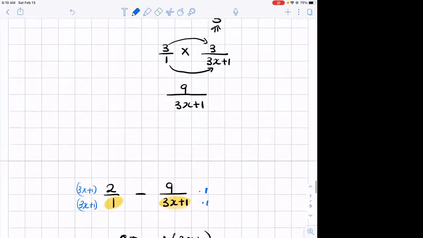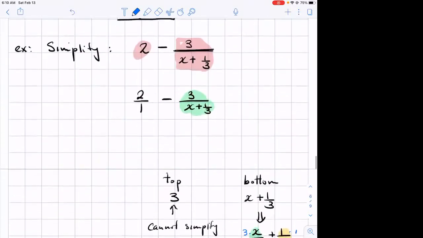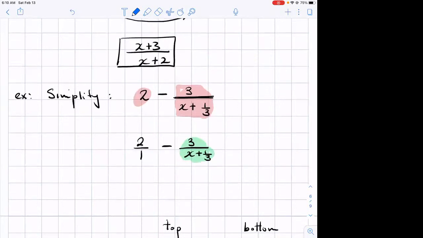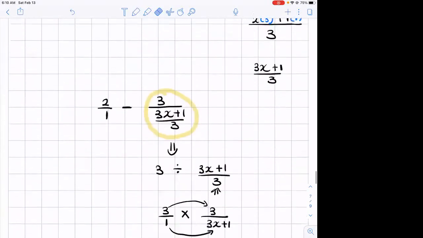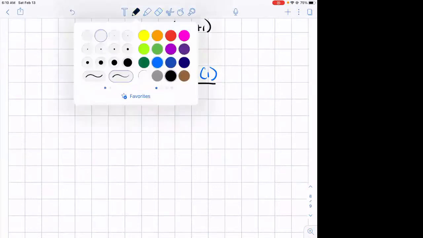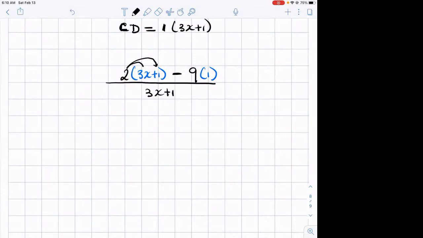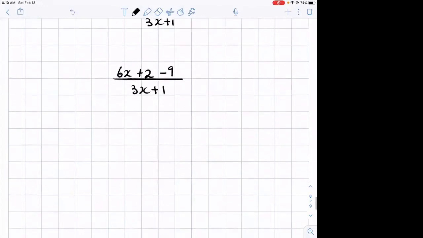So here we're doing things because there were 2 fractions. We had to subtract 2 fractions. So first we simplify this complex fraction. And now what we're doing, we're combining the 2 fractions together. Okay? So if we distribute the 2, we have 2 times 3x and then 2 times a positive 1. So that becomes 6x plus 2, and then minus 9 times 1 is minus 9 over 3x plus 1. We do have some like terms, plus 2 minus 9. So here we have 6x minus 7 over 3x plus 1.